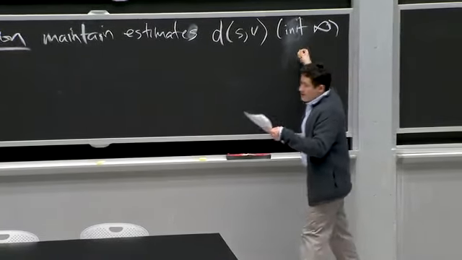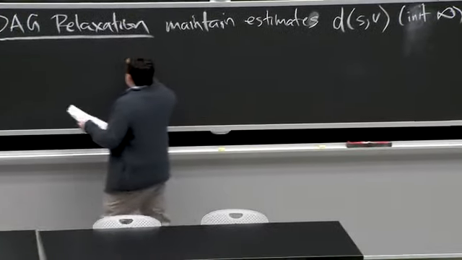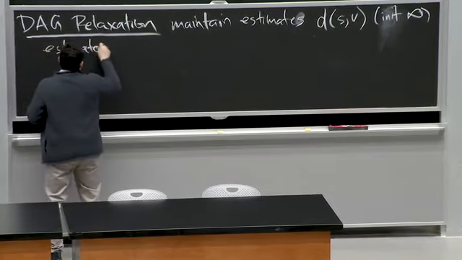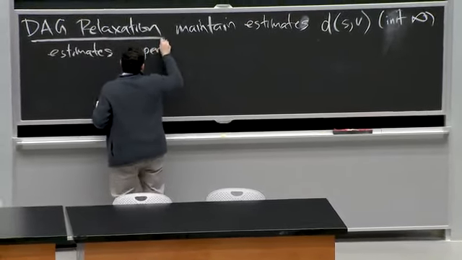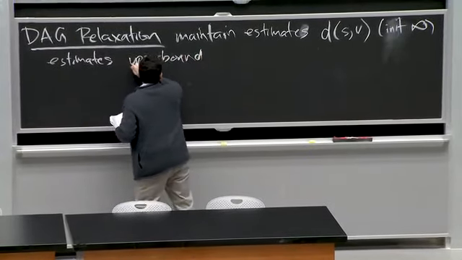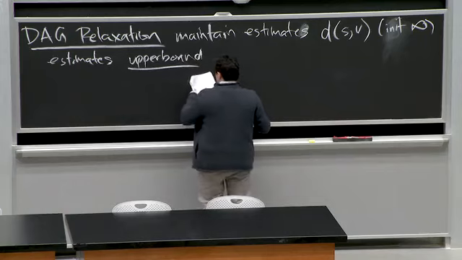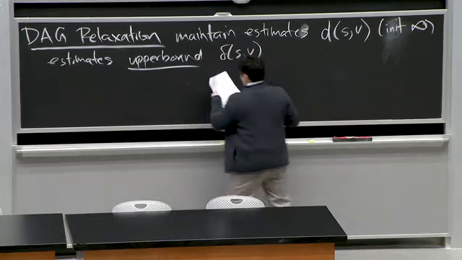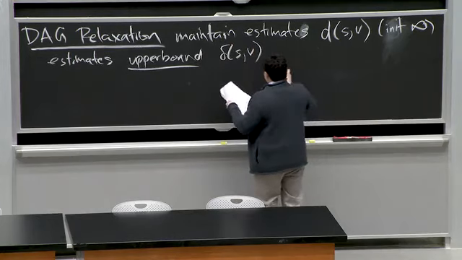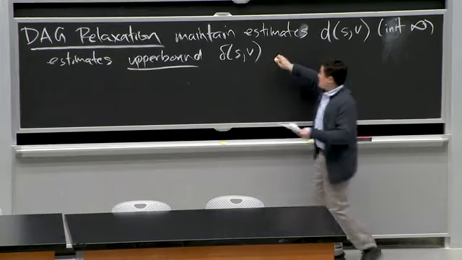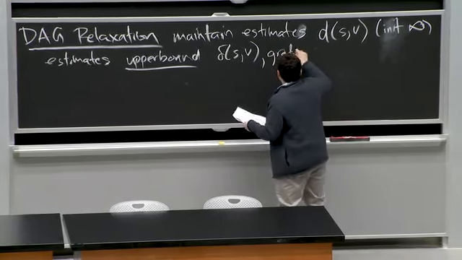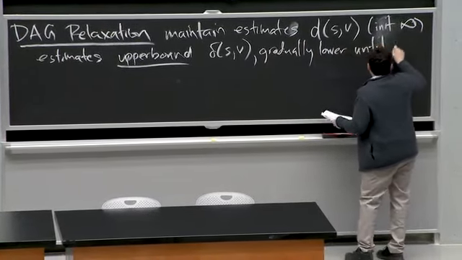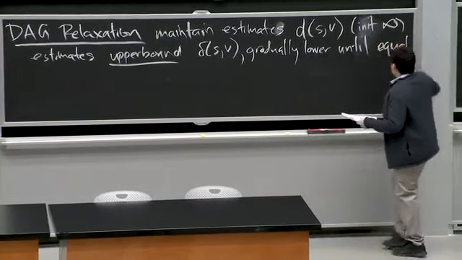For every vertex, we're going to maintain the property that the estimates are an upper bound, that should probably be two words, upper bound on delta s v. We're going to maintain that they upper bound this thing and gradually lower them until they're equal. Okay? So this is the idea.